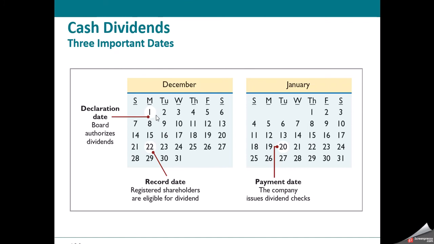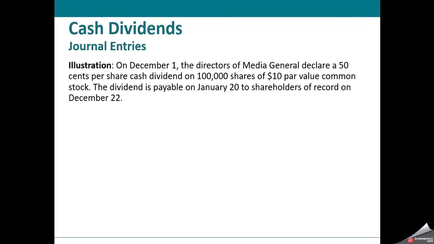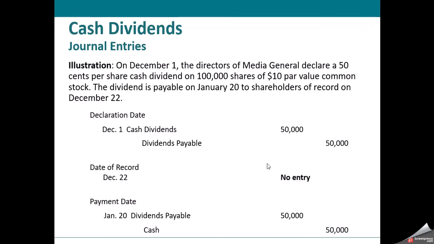So maybe the board of directors will meet on December 1st, and they'll say all shareholders of record on December 22nd will get paid dividends, and we will pay those on January 20th. So on December 1st, when we declare it, we're going to debit cash dividends and credit dividends payable because we know we owe. The date of record is just identifying the shareholders who are going to get paid. So it doesn't increase or change our liability, so no entry is required. Then when we actually pay those shareholders, we will debit the dividends payable and reduce our cash.